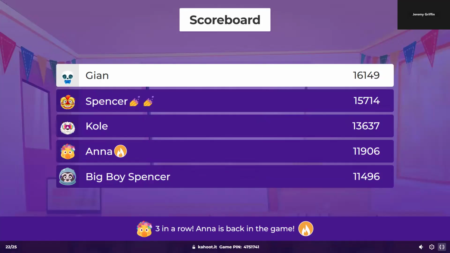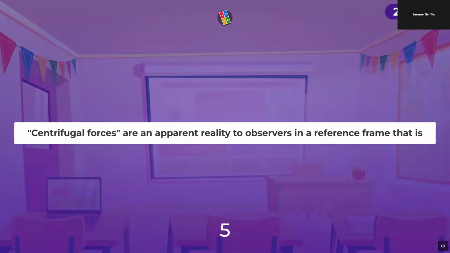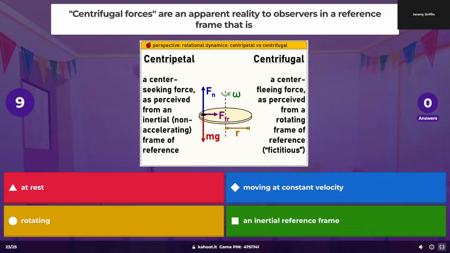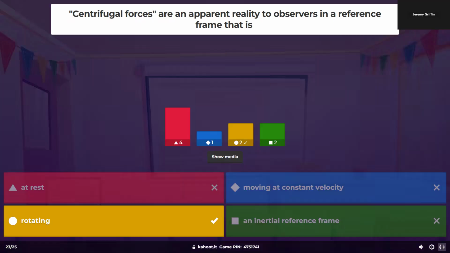Centrifugal force, in quotation marks, because I almost never use that phrase. That's an apparent reality to observers in a reference frame that is rotating. You have to be inside the rotating frame of reference to experience this.